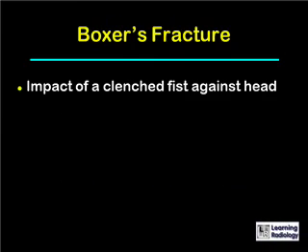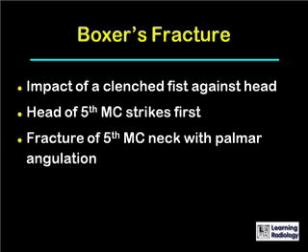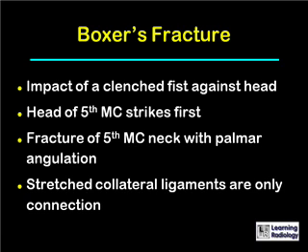Boxer's fractures occur because of impact of a clenched fist against a hard object, usually the head, although it's frequently reported to be a wall. It involves the head of the fifth metacarpal. The head of the fifth metacarpal strikes first, and that produces fractures of the neck and/or head of the fifth metacarpal, frequently with palmar angulation. This also tends to stretch the collateral ligaments, which form the only connection of the fractured metacarpal head with the remainder of the shaft.